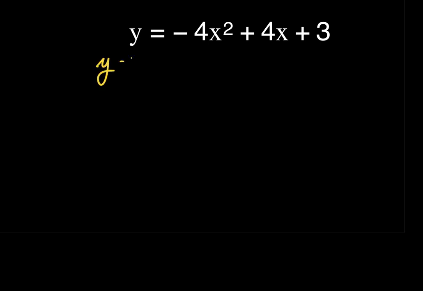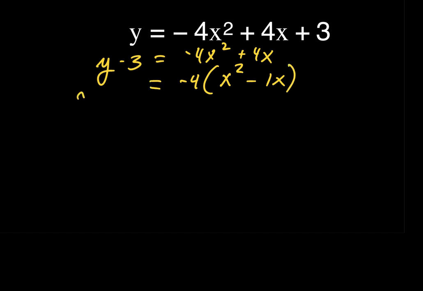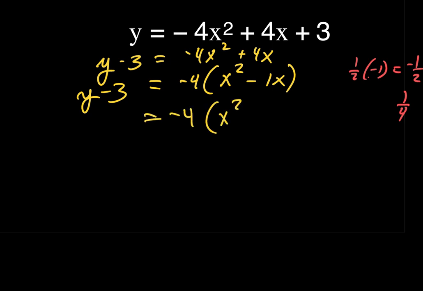Subtract 3 from both sides, so y minus 3 equals negative 4x squared plus 4x. I want my first coefficient to be positive, so I'm going to take a negative 4 from both. It'll be x squared minus 1x, which we oftentimes don't write as minus 1, but I'll just leave it there. And this equals y minus 3. Here's where it's going to get a little trickier now. I'm going to take half of the middle number, so half of negative 1, which is negative 1/2, square it, positive 1/4. So on the right side, I'm going to have negative 4 times x squared minus x plus 1/4.